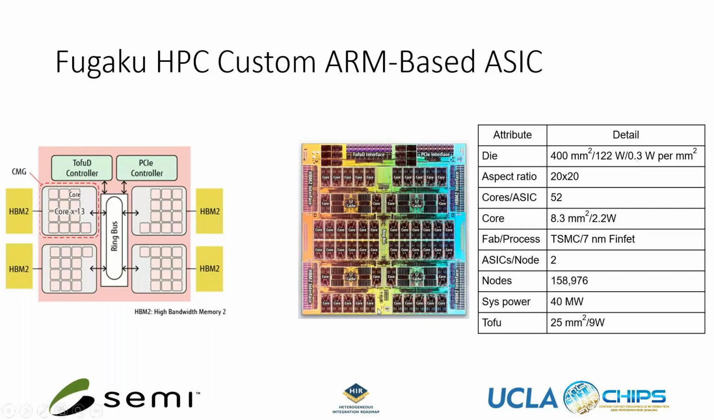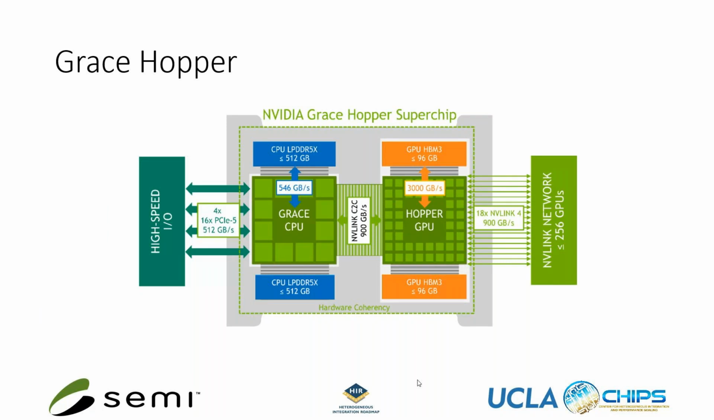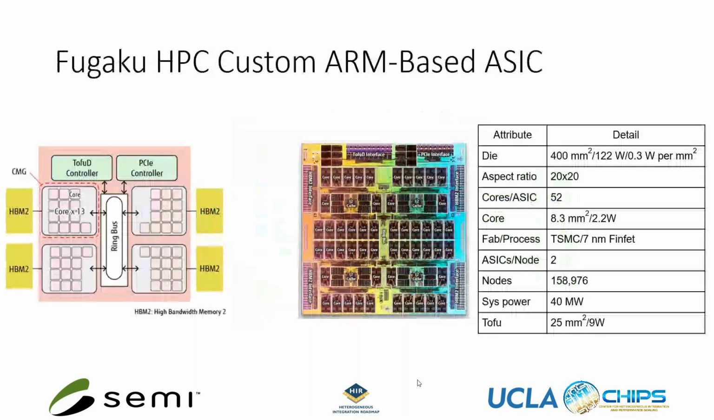Self-evident functional modularity. The other is, sorry, Grace Hopper. Sorry, Rafi, one question. From the last slide, you said ASIC slash node. Does it mean there are two different technologies? No, sorry, ASICs per node.